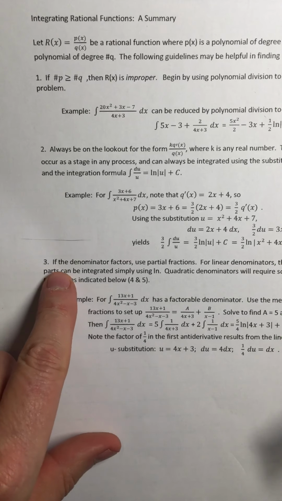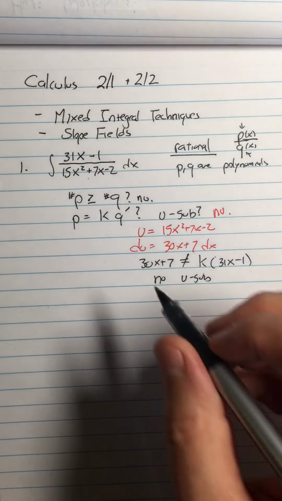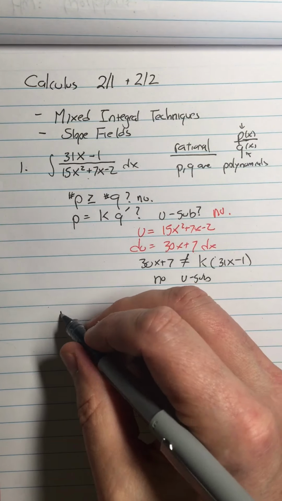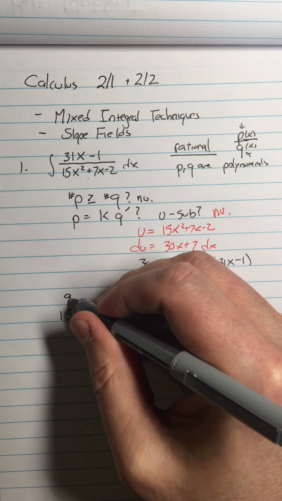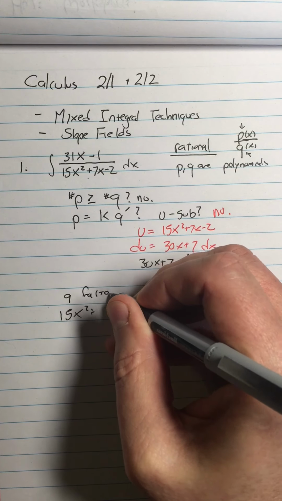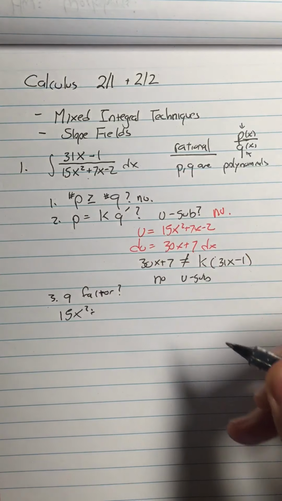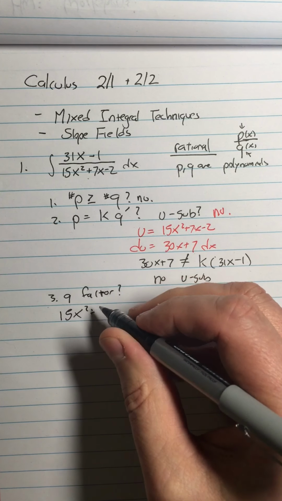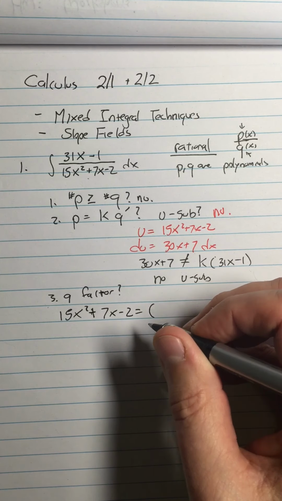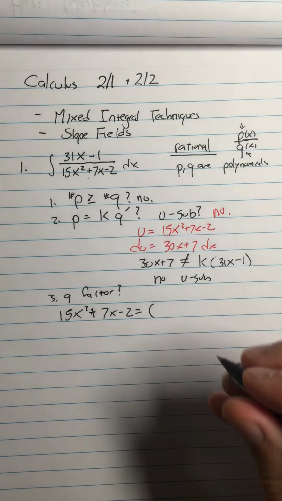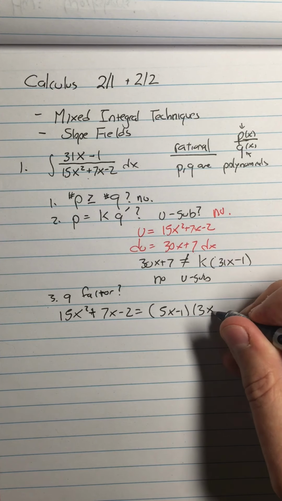Now we should go step by step here. What are we going to do next? If the denominator factors. Does the denominator factor? Let's have a look. Let's see if we can factor the denominator. So let's write this. Does Q factor? That's our next question. I'm just looking at these questions, 1, 2, and 3. If it helps you to stay organized, do that. 15x squared plus 7x minus 2. Can I factor it? Why, yes, I can factor it. I get 5x minus 1 times 3x plus 2.